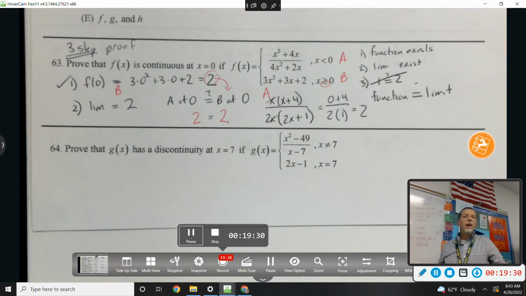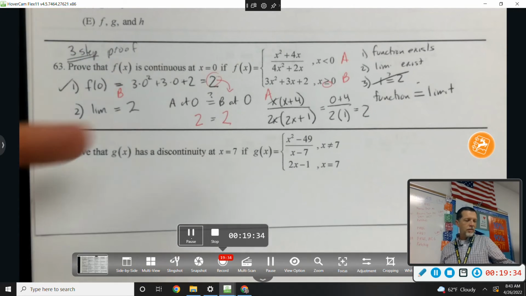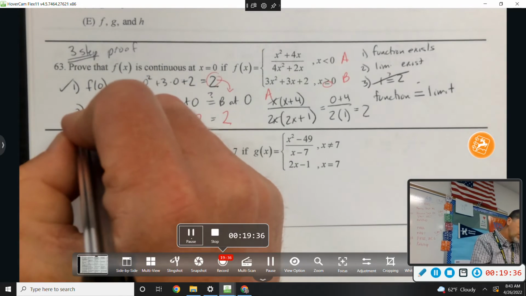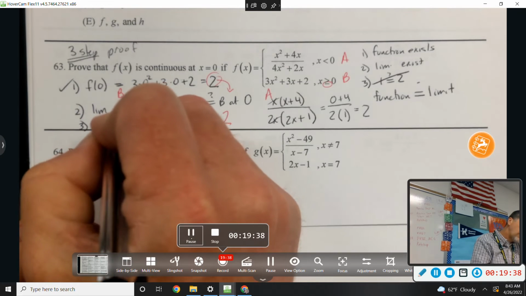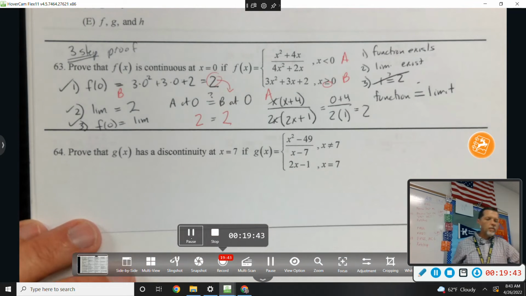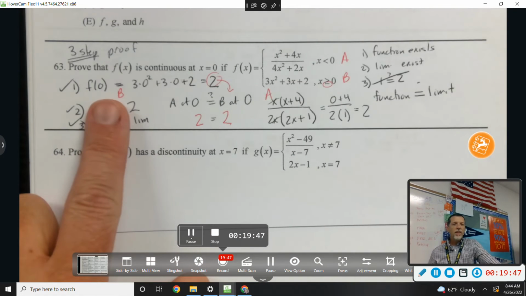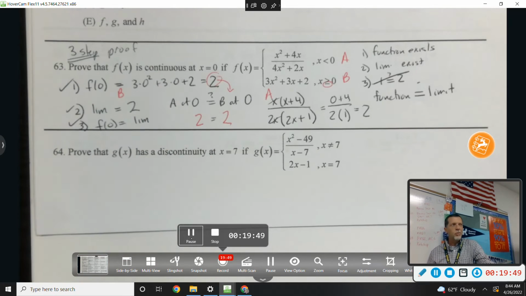And then step 3 is, did the two answers match up to each other? Well, yeah, 2 equals 2. f of 0 equals the limit. So we're good. Now, this one proved that it is continuous, so that's the big hint. It works, just show that it works.